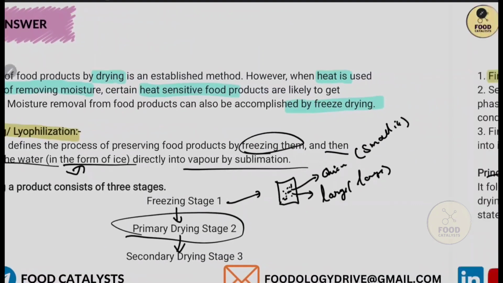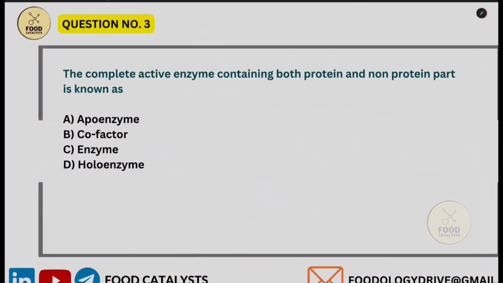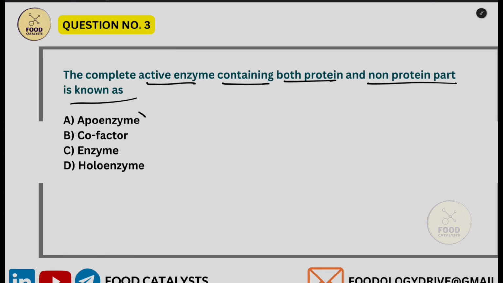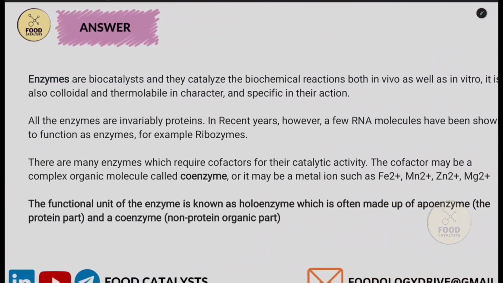Okay, let's move on to the third question. The third question is: the complete active enzyme containing both protein and non-protein part. They are simply asking for a definition. You need to know all these things: what is an apoenzyme, cofactor, enzyme and whole enzyme? Don't worry, let's quickly discuss this.